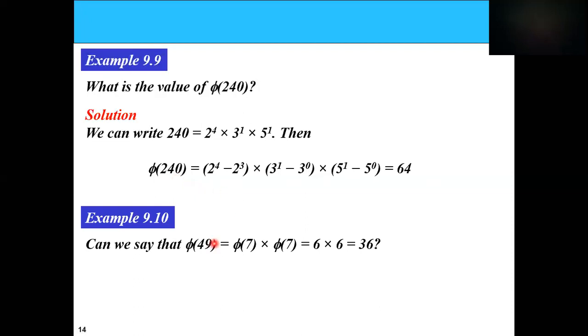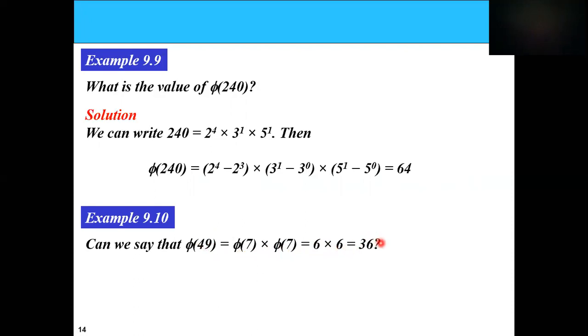So can you say something? Phi of 49, it can be written as 7 into 7, and phi of 7 is equivalent to 6, 7 minus 1, and then phi of 7 is again 6. We will use the second case of Euler's phi function available on slide number 11.